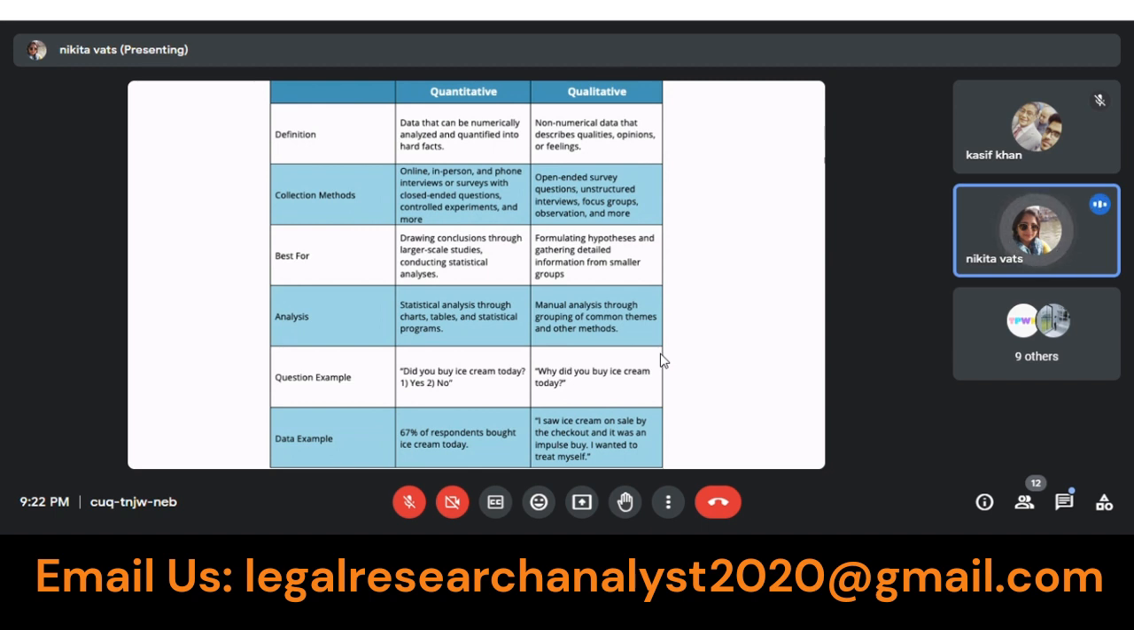And when they shift the ice creams to some other place, maybe at the entry or at the exit, they'll say, okay, at this place the percentage of sales has increased by this much. So qualitative and quantitative research can sometimes be mixed together, you know. Hope it's clear.